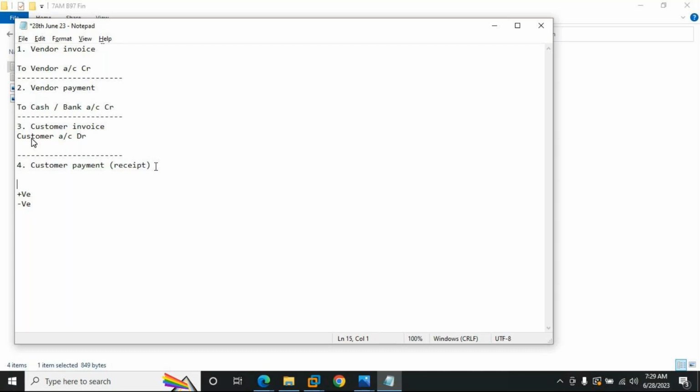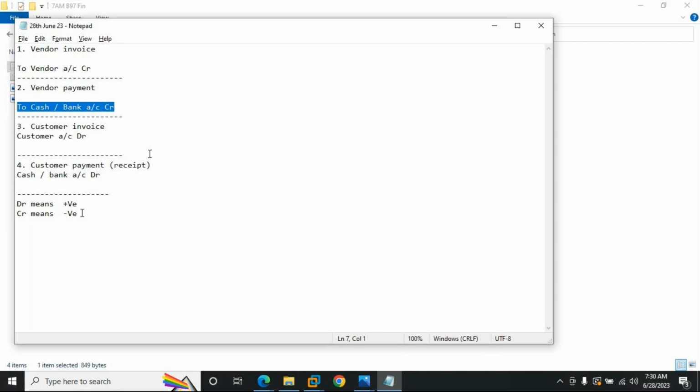And if it is a customer receipt, my cash or bank balance will be increased. Here my cash balance is increasing. Here my cash balance or bank balance will be decreasing. As I told you, debit means positive. Credit means negative. Simple. So here you are receiving money from the customer in terms of bank or cash. Here you need to receive money from the customer. Vendor invoice means I need to pay money to the vendor, and when I have paid money, my cash or bank balance will be decreased.